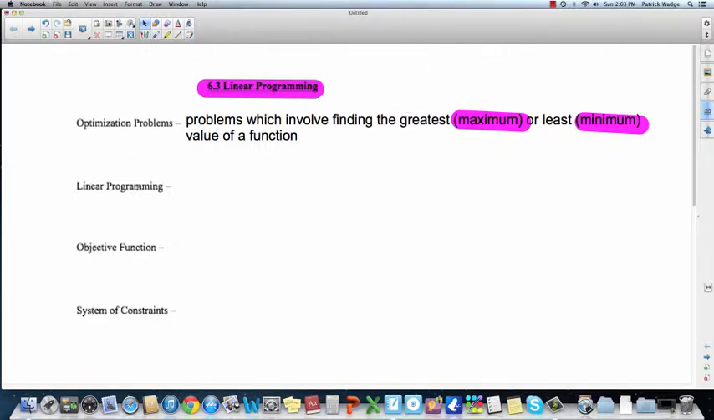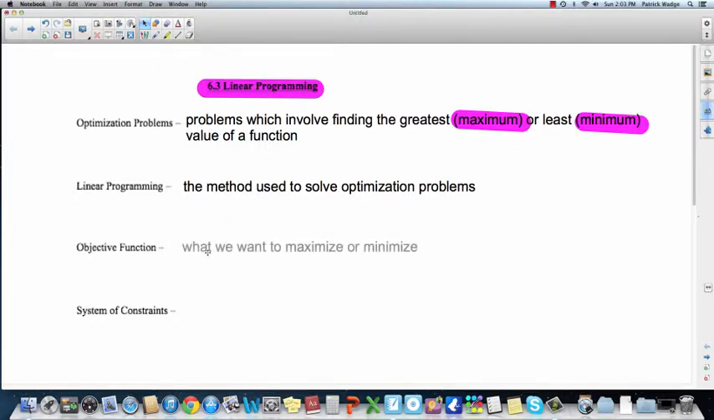Linear programming is the method used to solve optimization problems. So if we want to solve an optimization problem, we use a process called linear programming. With linear programming, there's two pieces to it. There's the objective function, which is what we want to maximize or minimize.